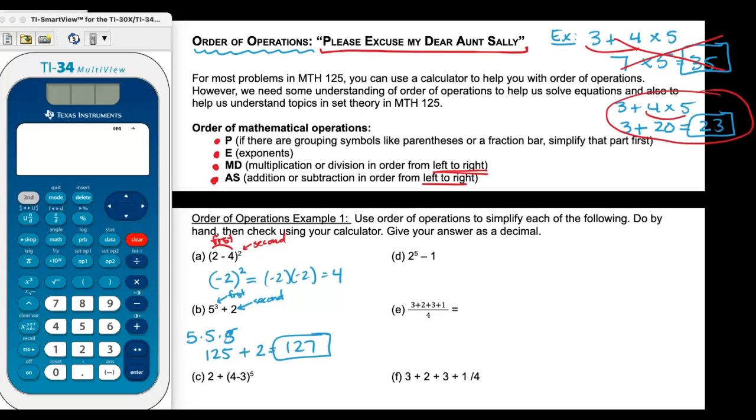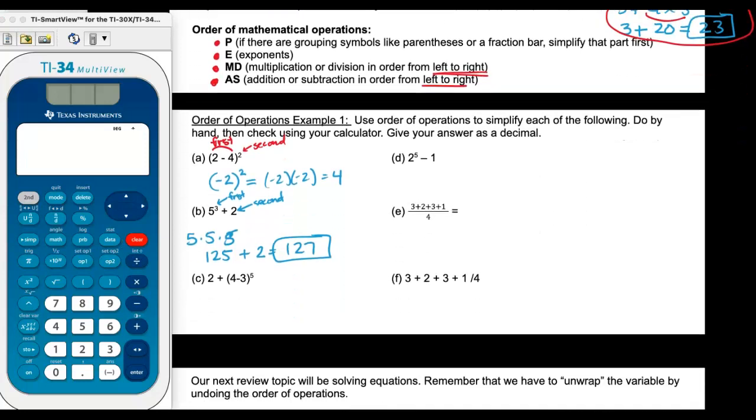And then part C, we've got addition, subtraction, and exponent, and parentheses. So the order of operations says that we do the inside of parentheses first, and then we do exponents second, and then the addition is going to be last, or third.